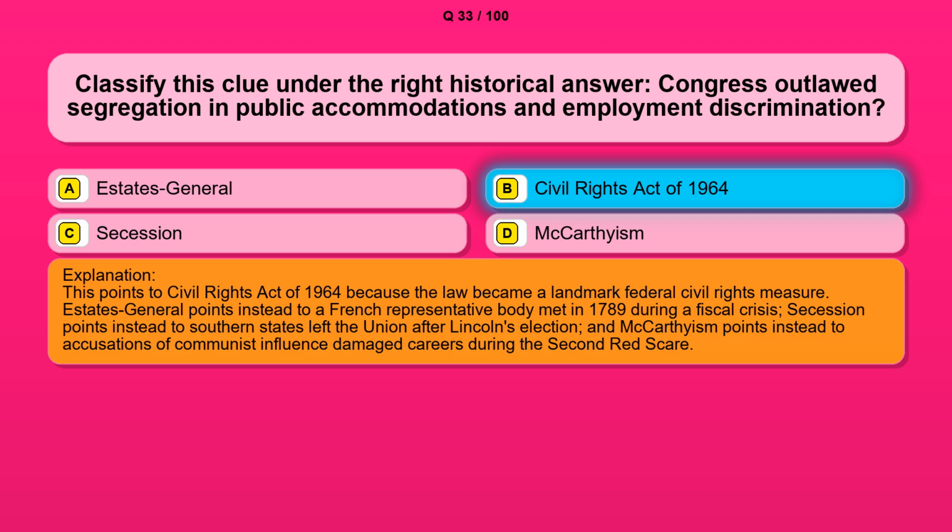This points to Civil Rights Act of 1964 because the law became a landmark federal civil rights measure. Estates-General points instead to a French representative body that met in 1789 during a fiscal crisis. Secession points instead to Southern states leaving the Union after Lincoln's election, and McCarthyism points instead to accusations of communist influence damaging careers during the Second Red Scare.